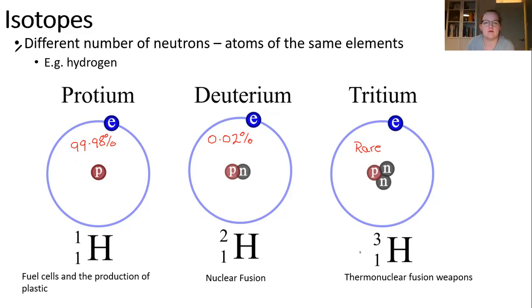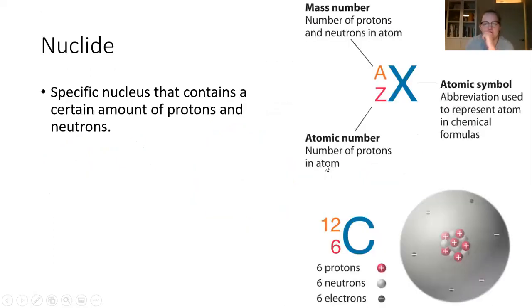This is something that you can use in chemistry, but it is more of a physics word. So, nuclide. A nuclide is a specific nucleus that contains a certain amount of protons and neutrons. Basically, it's a name that we use for a specific isotope. So we say this is a nuclide.